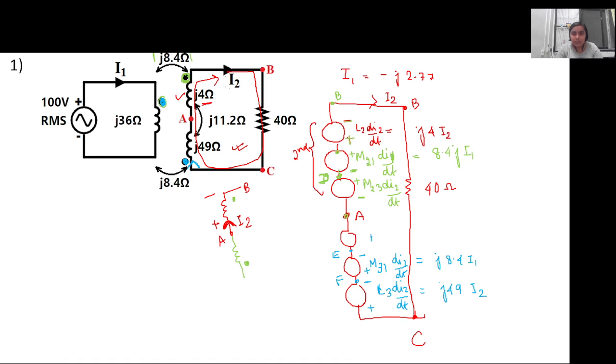Now for the last one, M32 di2 by dt. In this case again it is opposite in sign, so the sign will get reversed and it will be given as 11.2 J I2, right? Now you have all the voltage drops, and the voltage drop across this particular resistor will be 40 into I2, right? So you have all the voltage drops, you can apply KVL.